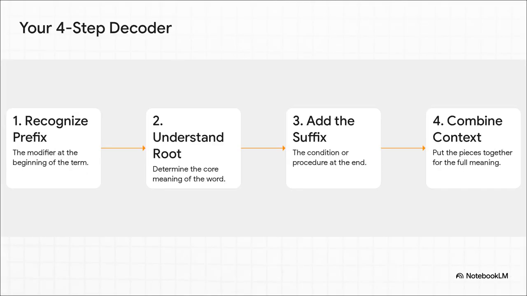So what's the big takeaway from all this? It's this simple four-step process. It's your own personal medical decoder ring. First, look for a prefix at the start. Second, find the root in the middle. Third, check out the suffix at the end. And fourth, put them all together for the full picture. It's a system you can use over and over and over again.